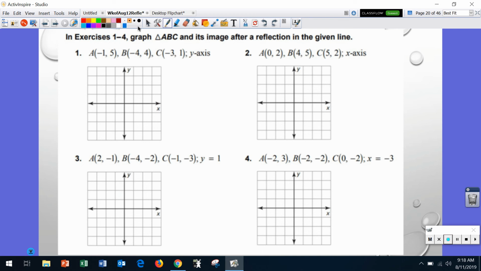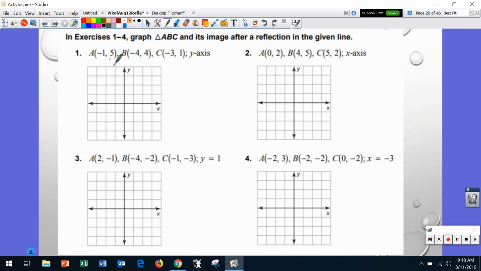It says in exercises 1 through 4, graph triangle ABC and its image after a reflection in the given line, or across the given line. All of that means the same thing. So I'm going to restate this in my own words. It wants me to graph this, it wants me to reflect this, and it wants me to do it across or in a particular line.